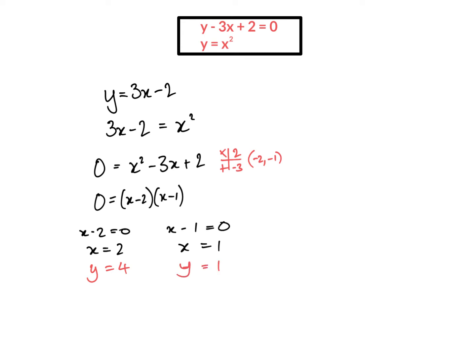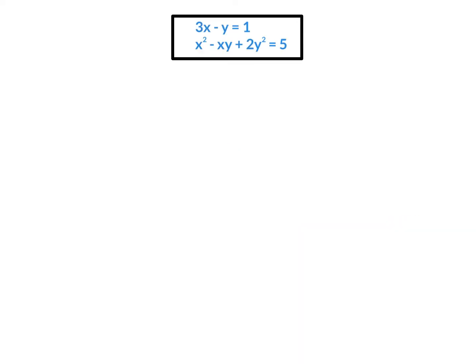And if you want, you can rewrite those as pairs. x equals 2 and y equals 4, or x equals 1 and y equals 1. Those are our two sets of solutions for this question. This set of simultaneous equations looks slightly harder, but we're going to go about it in exactly the same way. We have a linear equation, and this time it's a non-linear equation.